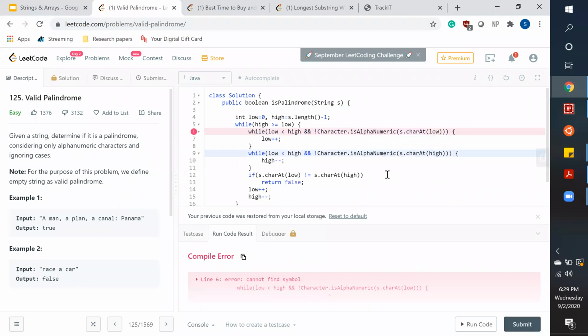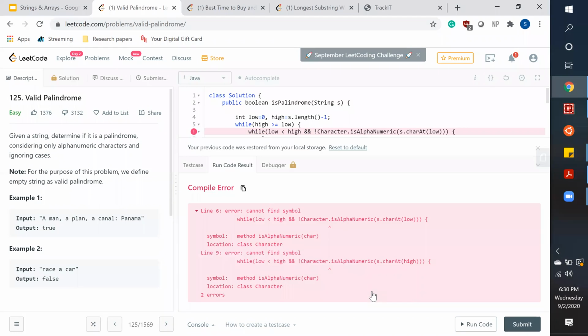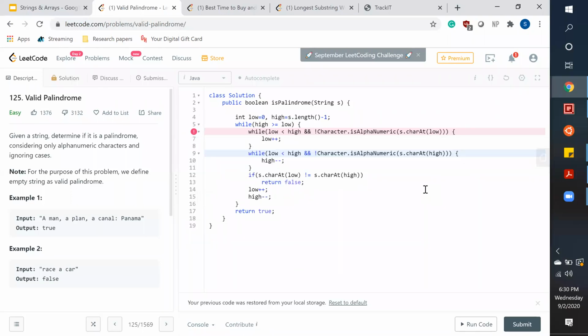But yeah, does anyone have any questions about this problem? Okay, I think I got the API wrong. It might not be Character.isAlphanumeric.